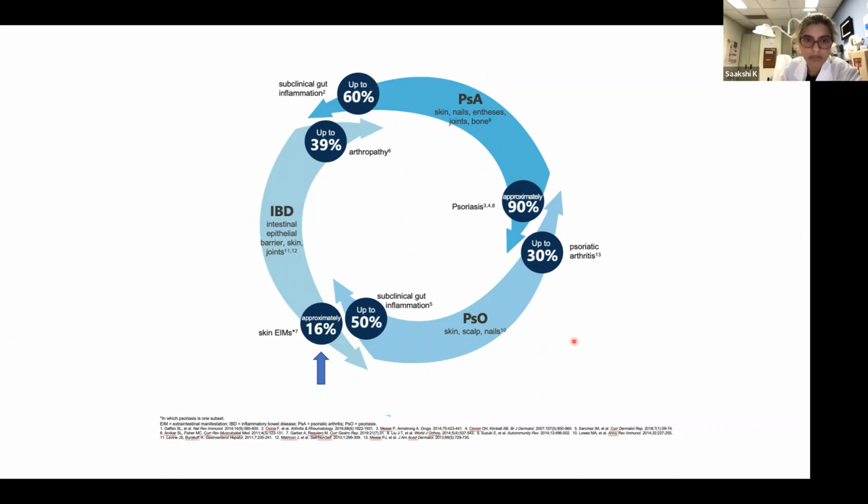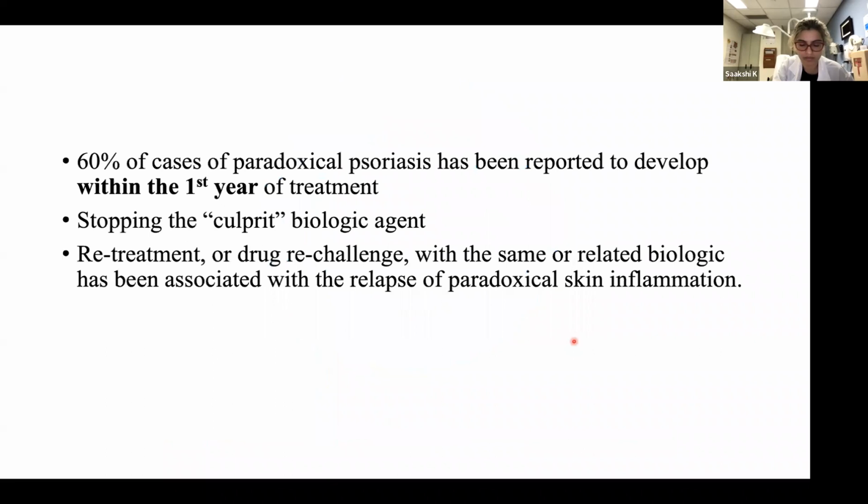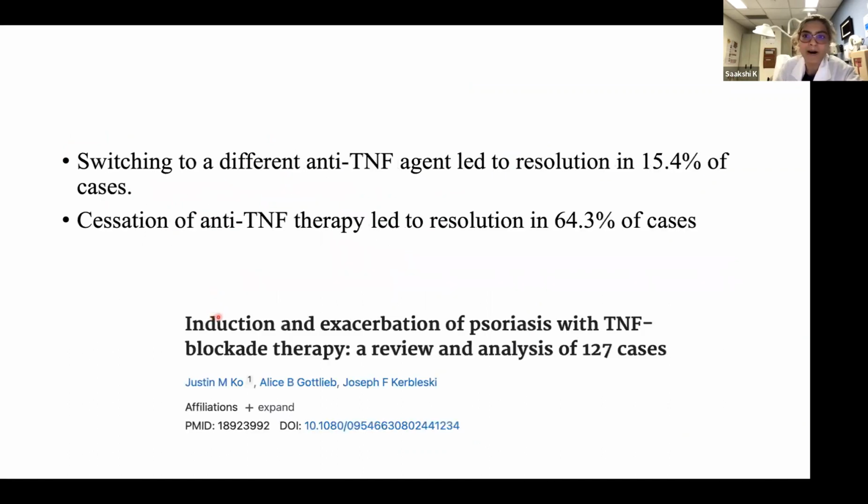So it can sometimes be hard to diagnose. Is this truly a paradoxical reaction, or is this something that they had and they didn't know that they had psoriasis? So most of the time, in 60% of cases, they develop in the first year of treatment. You stop the biologic, it clears the skin. And if you retreat with the same or a related biologic, it causes a relapse. So that's one way of finding out.